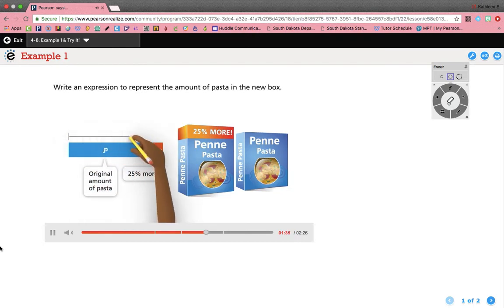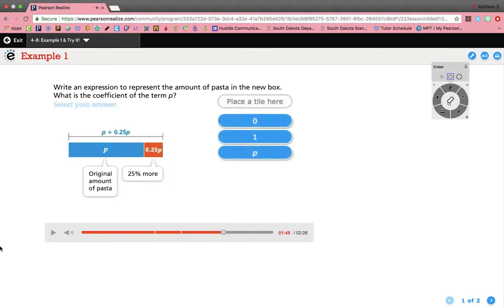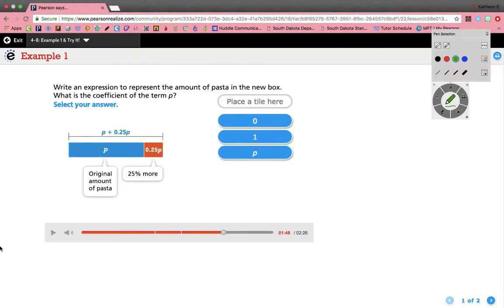Now write an expression to represent the amount of pasta in the new box. P plus 25/100ths times P. What is the coefficient of the term P? Select your answer. All right, this is that invisible math. If there is no number in front of the letter, it can't be 0. It's there, so it has to have some sort of value. Well, how many P's are there if there's no number there?